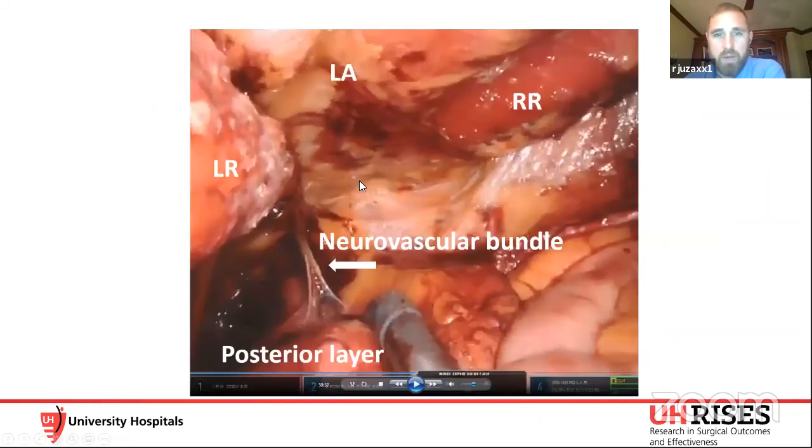Here's a picture from a robotic repair. Here's the left rectus muscle, right rectus muscle. There's a linea alba. Here's a neurovascular bundle that we'll try and preserve as it inserts directly into the left rectus muscle here.